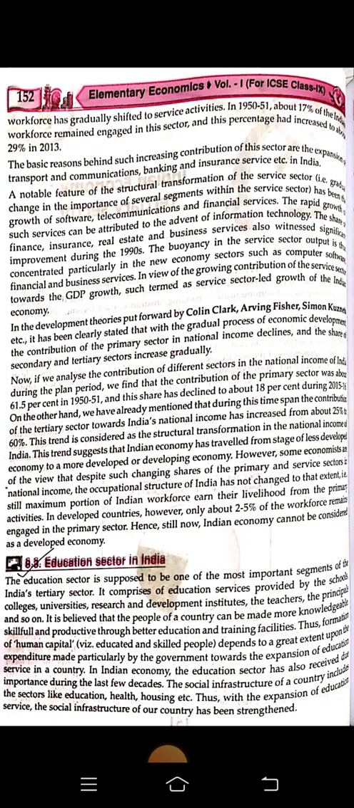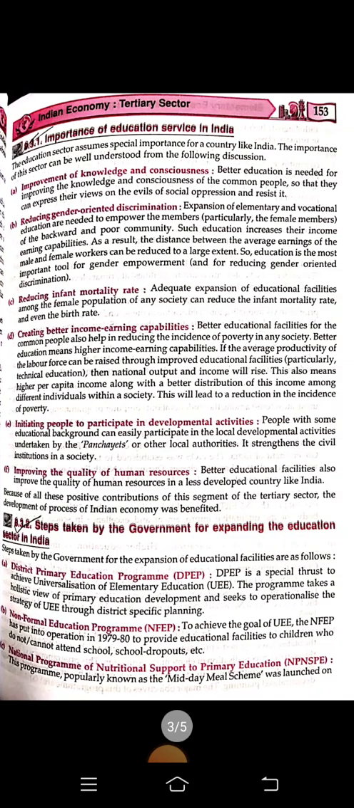Right. So what is the importance of education service in India? First and foremost, it helps in improving the knowledge and consciousness of the common people, which will help eradicate social oppression or social evils. Second is reducing gender oriented discrimination. Male and female discrimination will be reduced, right? Next, reducing the infant mortality rate.